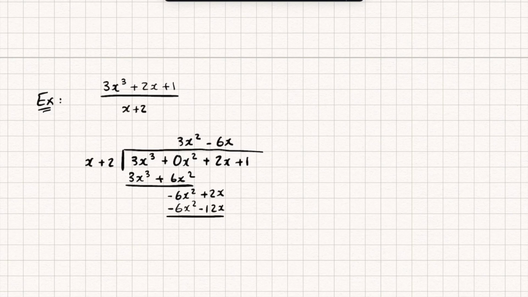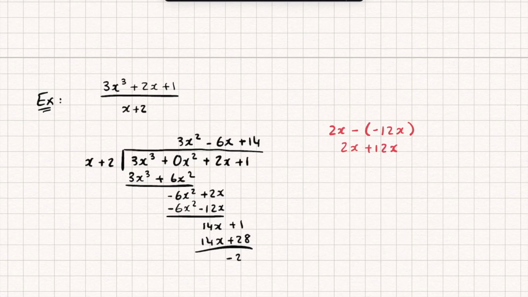Draw a line. The next part I'm actually going to write out just to make it really clear. So we're doing 2x subtract minus 12x. That's just going to become 2x plus 12x, so I can write that in. That's going to be 14x. Bring down this plus 1. X multiplied by what gives us 14x? Well, that's just going to be plus 14. And so we get 14x plus 28. Draw a line and subtract, and we get 1 minus 28, which is going to be negative 27.